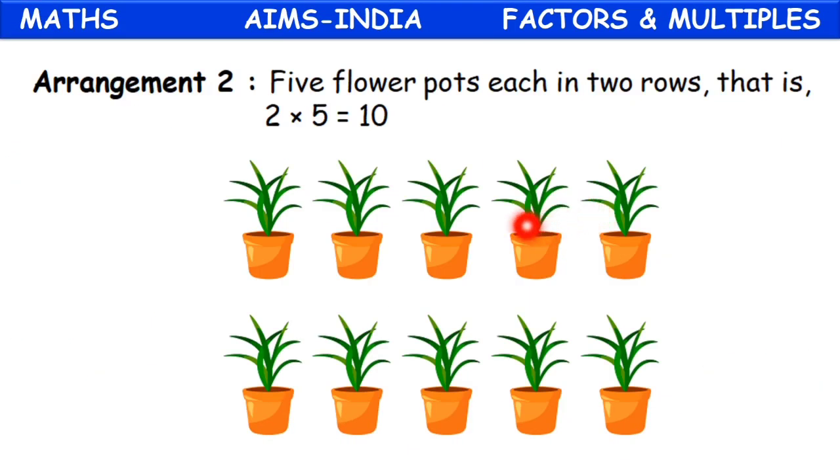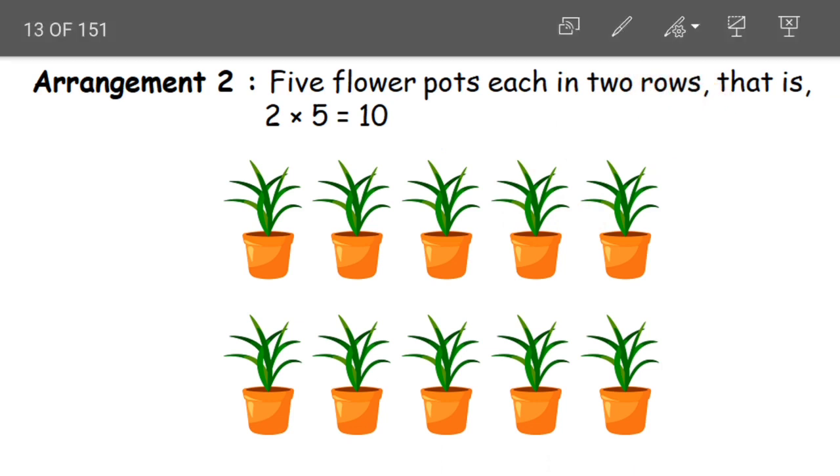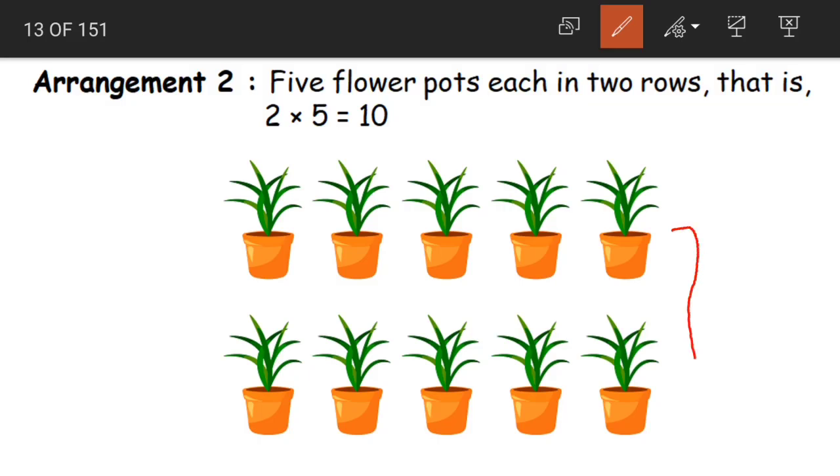Next, arrangement 2. 5 flower pots in each of 2 rows. How are we going to arrange? We are going to arrange it in 2 rows, children, so that in each row we'll get how many pots? 5 pots. 1, 2, 3, 4, 5. Then 1, 2, 3, 4, 5. So we're having 2 rows, and in each row there are 5 flower pots. So 2 5s are 10.